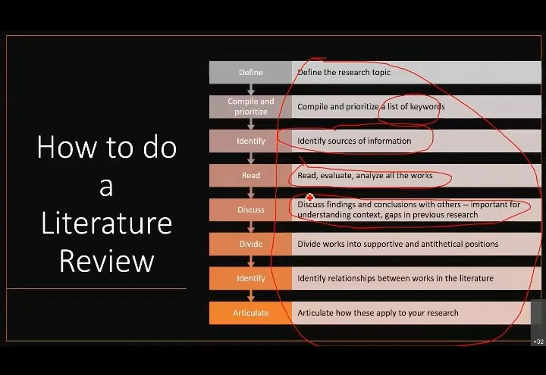But you have to critically discuss. Divide works into supportive and antithetical positions. You have to push support, saying this one is like this, not like that. And antithetical means you have to criticize. And identify the relationship between works in the literature, the past relationships. That's why you have to come up with the literature matrix. Then only you will know how to articulate it in your research process.